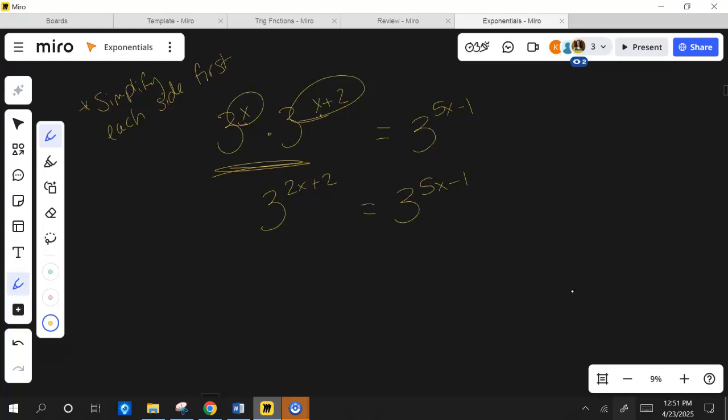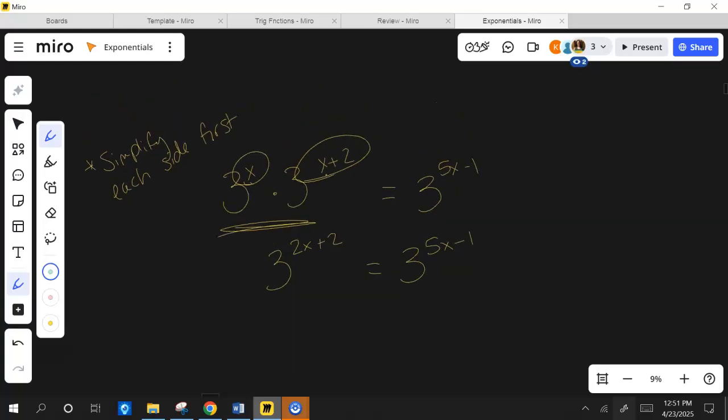You don't combine both, just one. If I had x squared times x to the third, that would be x to the fifth. Or if I had 2 squared times 2 to the third, I don't make it 4 to the fifth, I still keep it 2 to the fifth. So same thing here. I keep the 3, but I add the exponent. Y'all with me? All right.